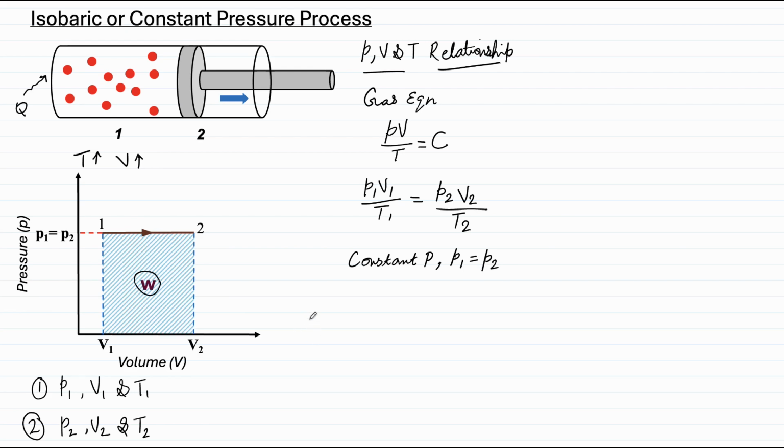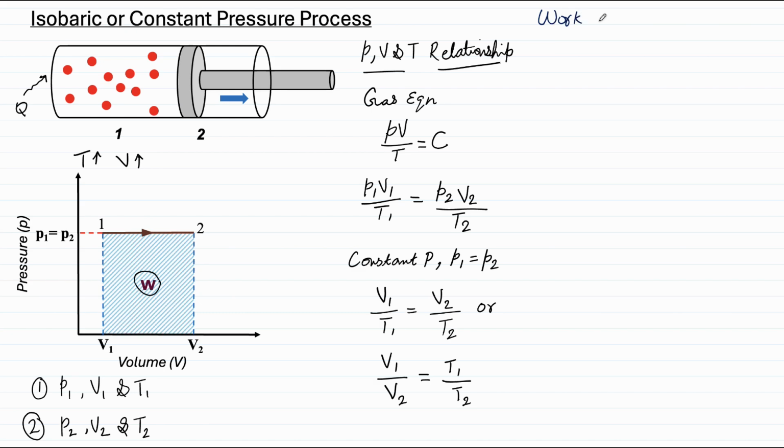So this equation will become V1 by T1 is equal to V2 by T2. Or we can rewrite this as the volume at state 1 divided by the volume at state 2 is equal to the temperature at state 1 divided by the temperature at state 2.